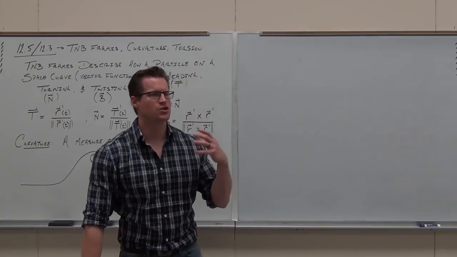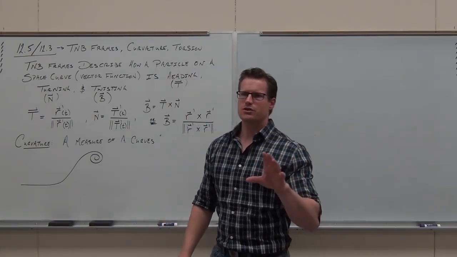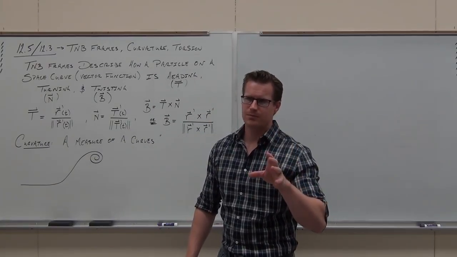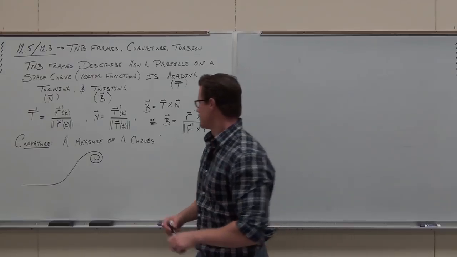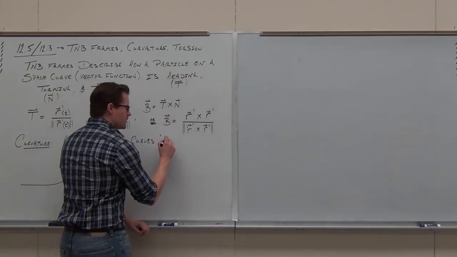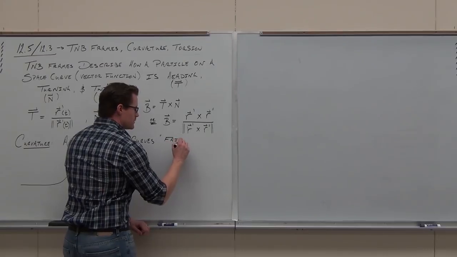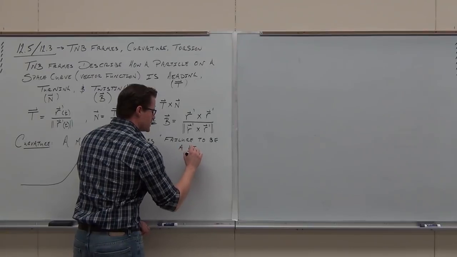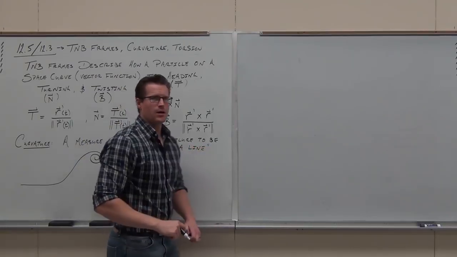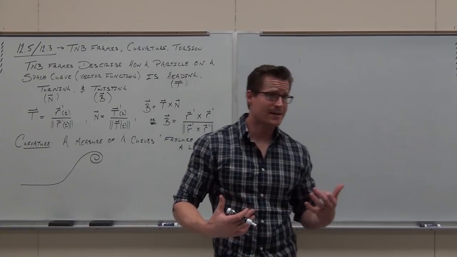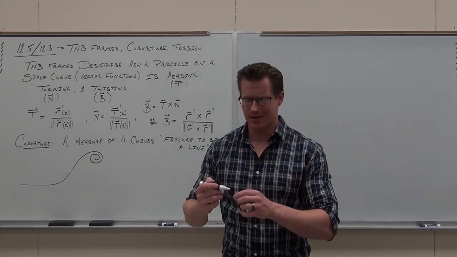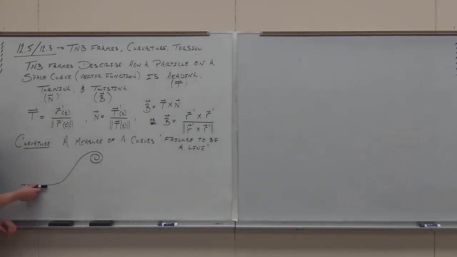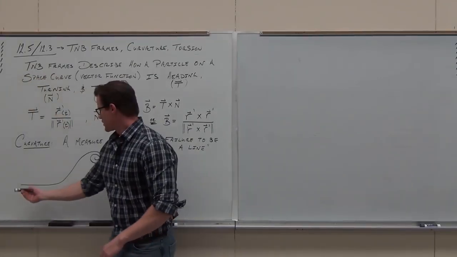Here's how I would like you to just think about curvature. Curvature is a curve's failure to be a line. It's a measure of a curve's failure to be a line. The more it fails to be a line, the more curvature it has. Let's look at this example just real quick. Is this going to have a lot of curvature right here? That looks pretty close to a line.